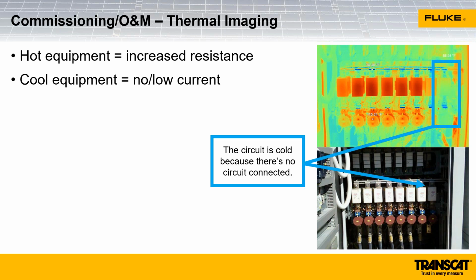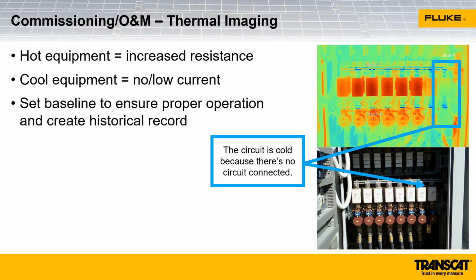We can see here in this picture on the right, we've got the thermal image on the top and the visual image at the bottom, that those circuits are cold, and the reason is that there is actually no circuit connected to that terminal there. So obviously we're not going to have anything flowing through there if there's no circuit connected to it. But if that had been in one of the other circuits, we would know that maybe there's damage somewhere, or it's not operating for some reason. When we're doing commissioning, we're setting a baseline with the thermal imaging, making sure that we have that available for the future so that we can refer to it and see if anything has changed over time.